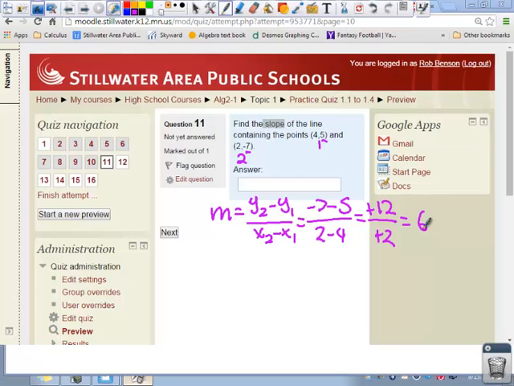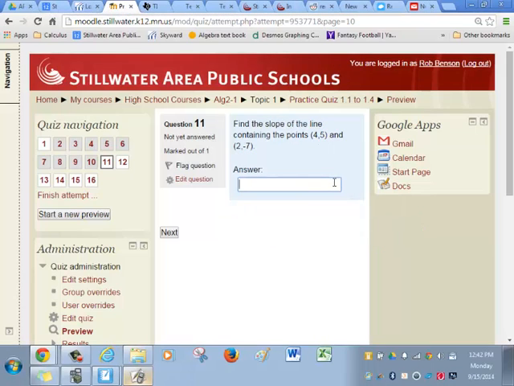Not 1/6, everyone. So make sure you do that right. So our slope is 6. So here what I would want to see is m equals 6 or 6. That's what I would hope you would put in there. I'll enter 6 in for that one. And moving on.